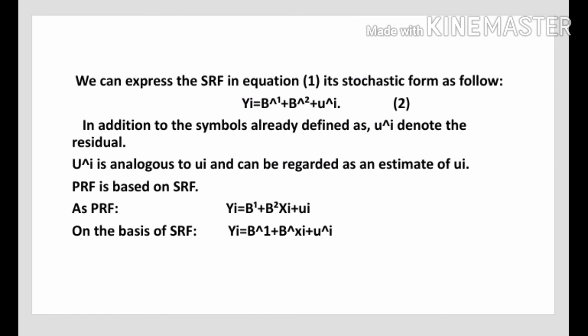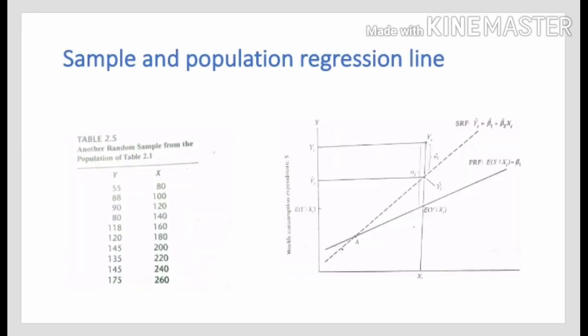The PRF, the population regression function, is approximated by the sample regression function. This is the formula of PRF and SRF. This is the diagram of the sample and population regression lines. The first line is the SRF and the second line is the PRF, and the table is given below. You see this diagram.